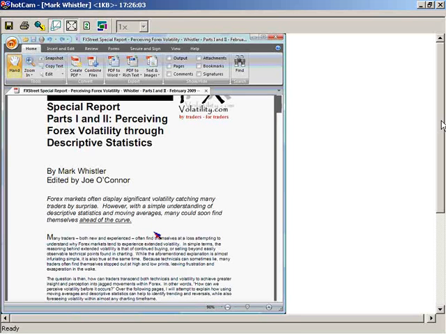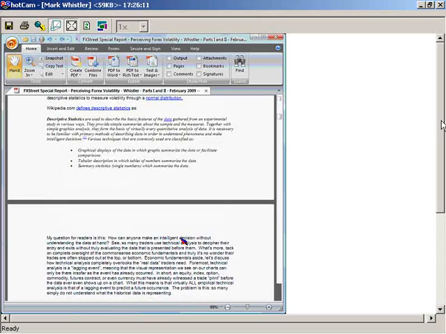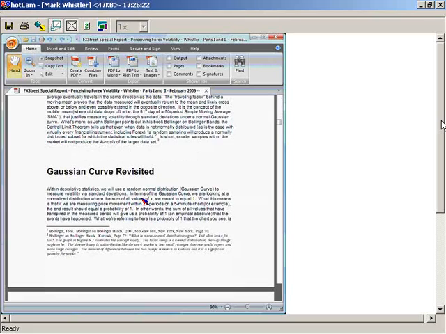Okay, so to start here, if you read this report, it'll explain everything about why descriptive statistics matter. It's not complicated stuff. Please don't feel like it's going to be a lot of hard math. It's not. It's really just common sense. And if you take the time to actually read these two reports, you're going to see some amazing things.